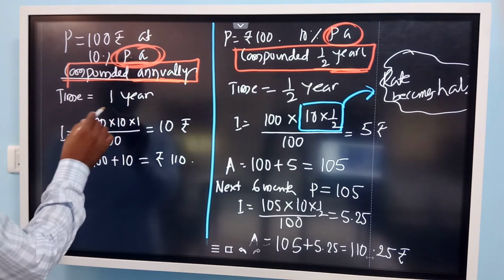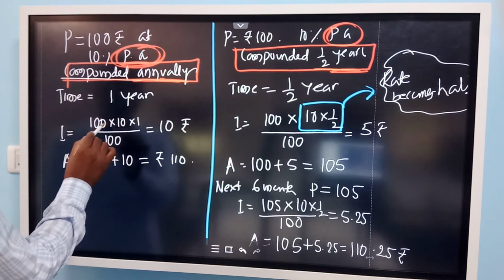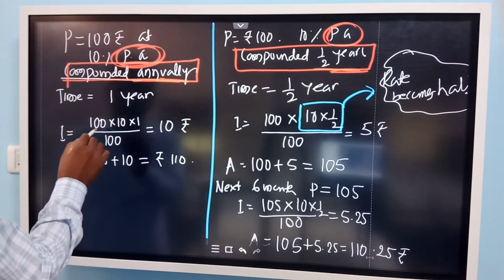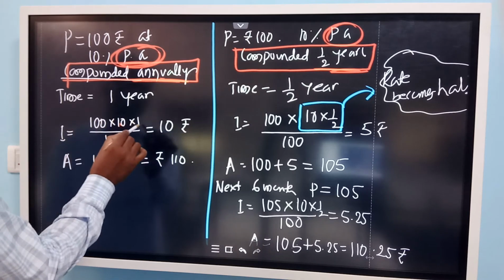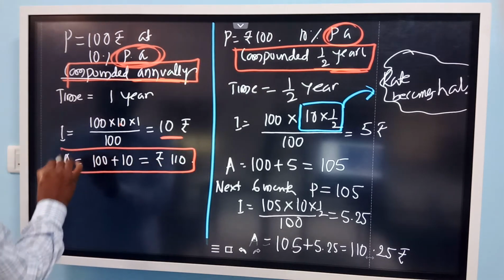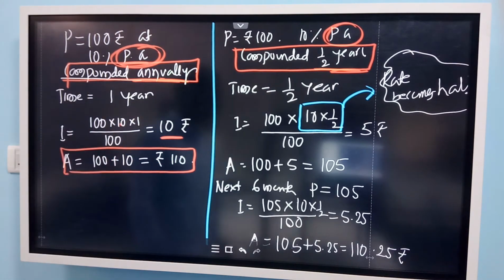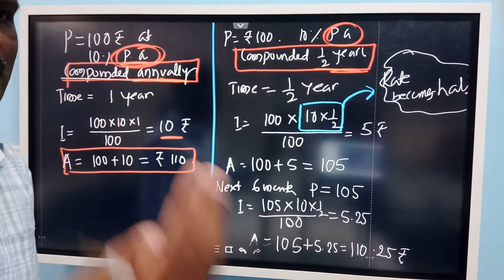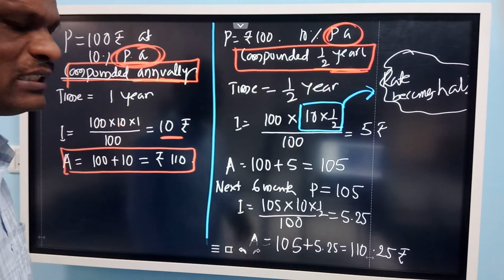See now, calculate the interest, time is 1 year. I is equal to PTR by 100, simple interest only, 1 year only. Now we are using only the simple interest formula. 100 into rate 10 into time 1 by 100. Interest will be 10. Amount will become 110. Simple interest only, because for 1 year the principal will not change. The principal will change only at the end of the first year, isn't it? So no need to change the compound interest formula. You can just use simple interest because it is only 1 year. Whether it is compounded or simple, the interest will be the same.